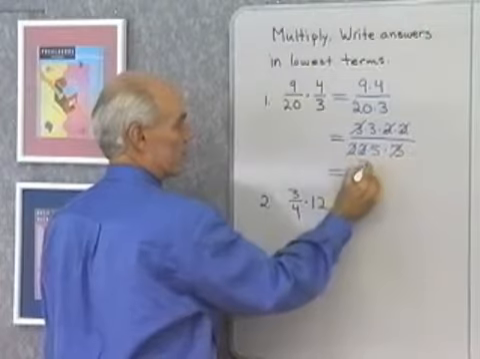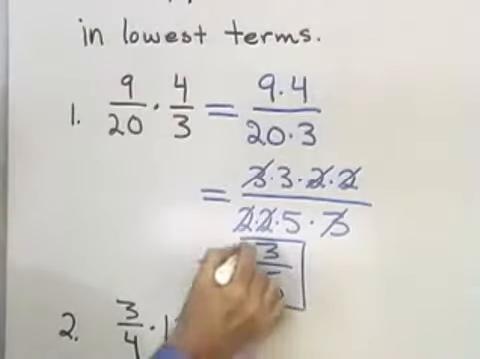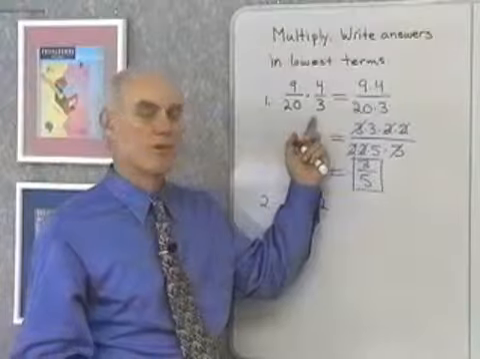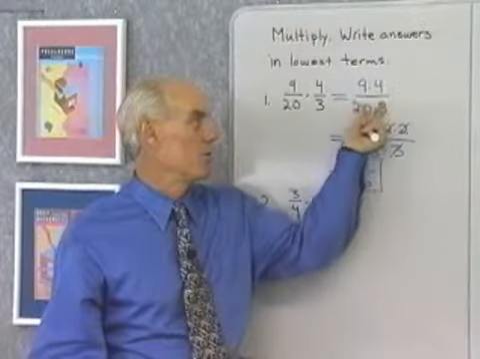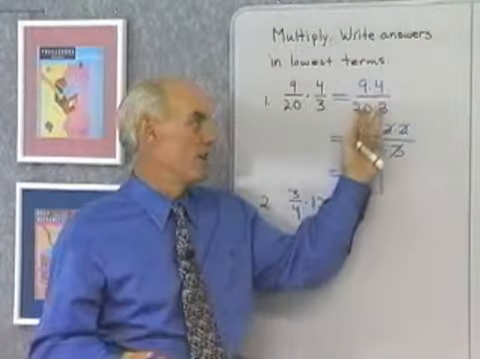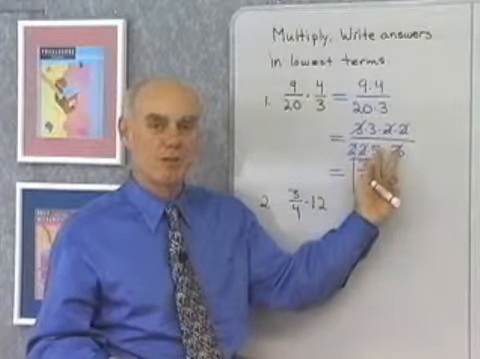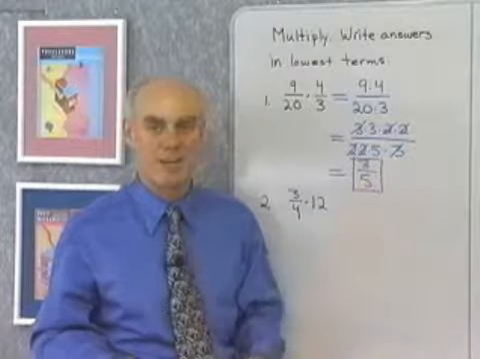What's left in the numerator is 3. What's left in the denominator is 5. And so the product of 9/20 and 4/3 is the fraction 3/5. I find it by multiplying numerators and multiplying denominators, but I don't actually multiply them out. I just write them this way and then factor the factors of the numerator, same with the denominators, then I divide out common factors.